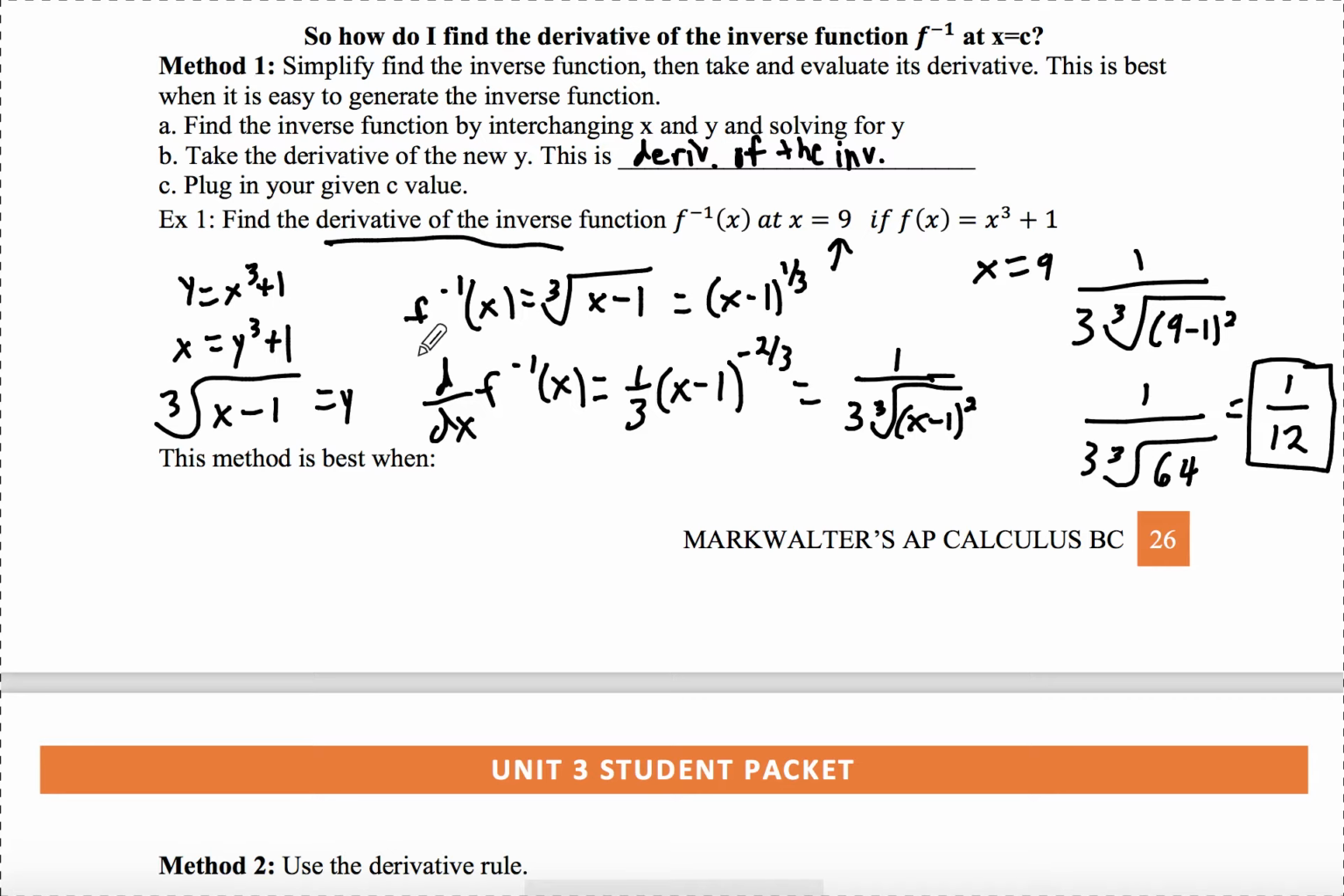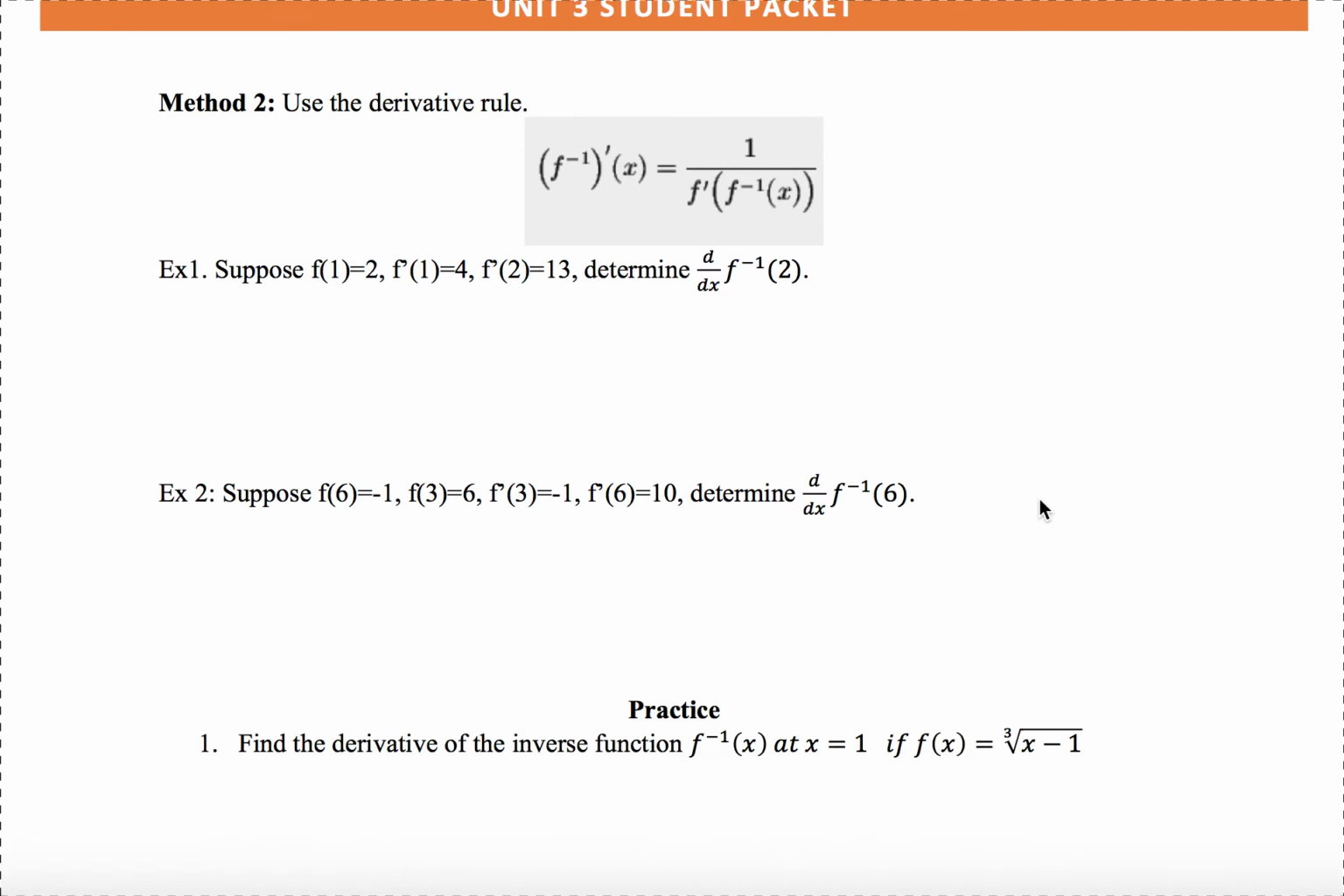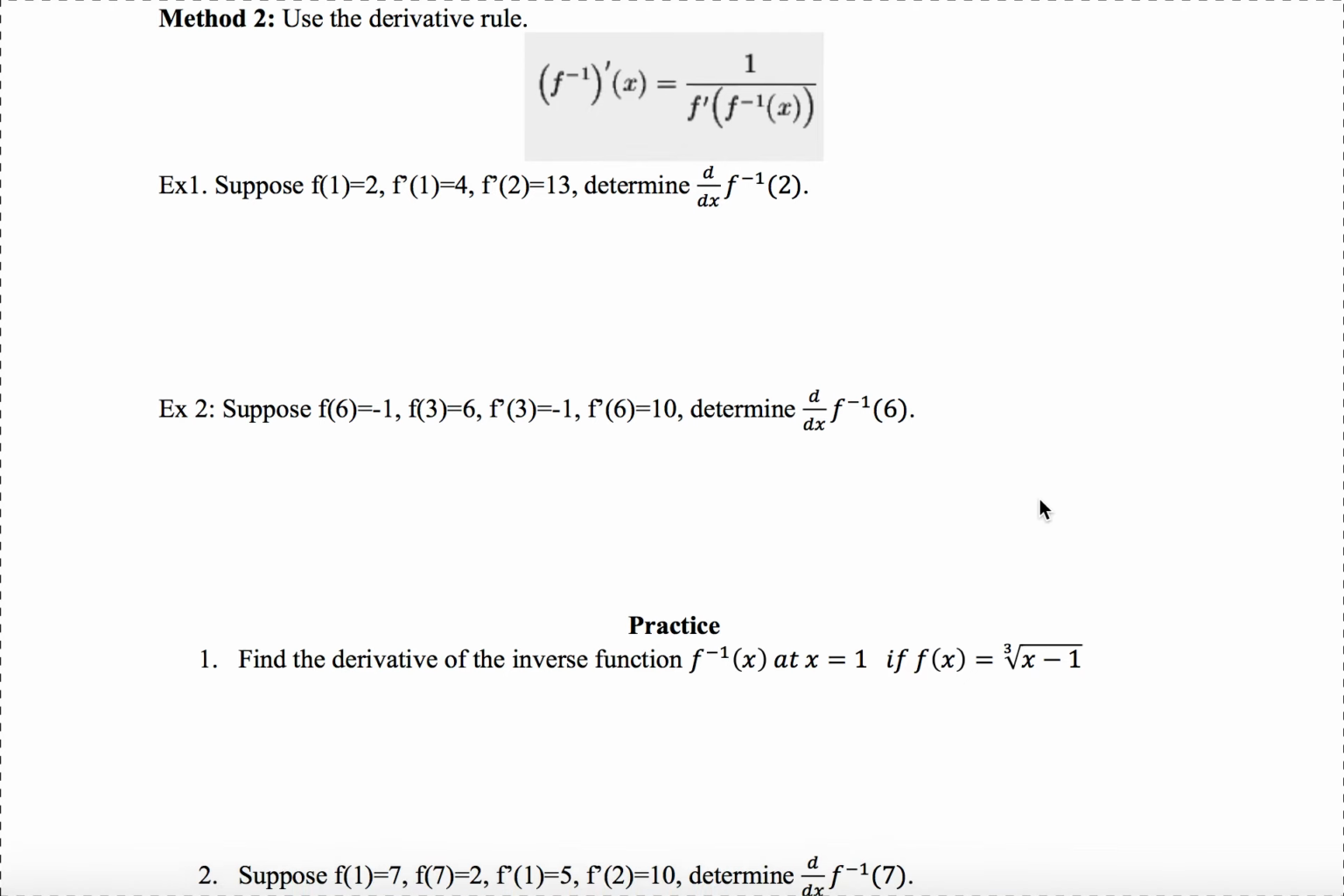But we first found the inverse function, then took its derivative, and then plugged in 9. This method is best, like we said, when the inverse is easy to find. But there's lots of functions where the inverse is actually not particularly easy to find. So what do we do? There's a nice rule that helps us around some of these situations where maybe the inverse is not particularly easy to find as an expression or as an equation.